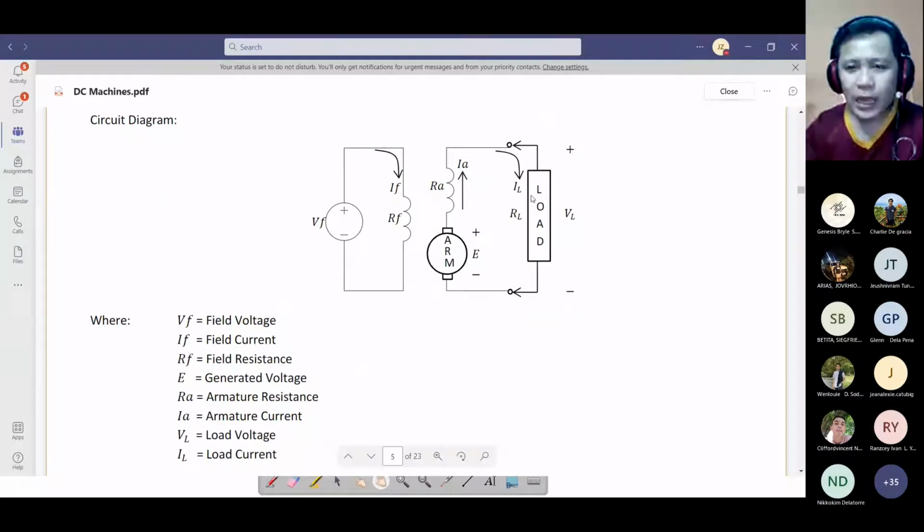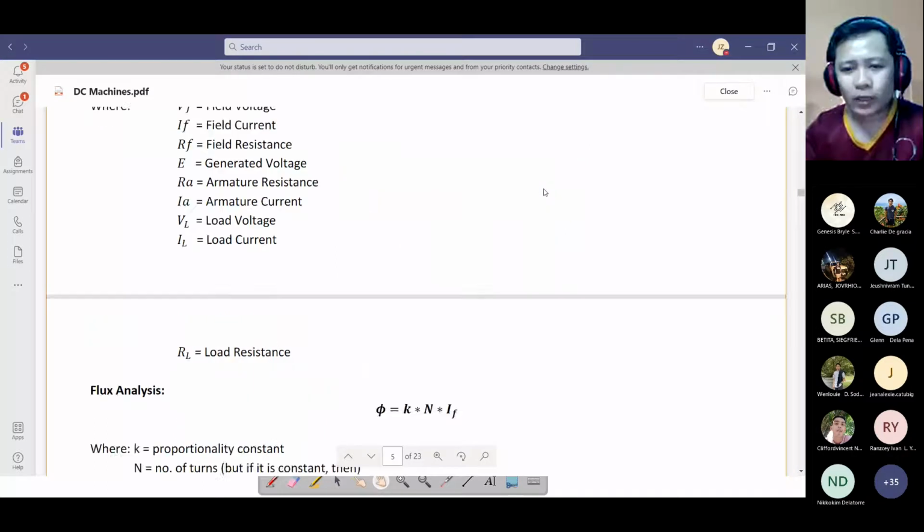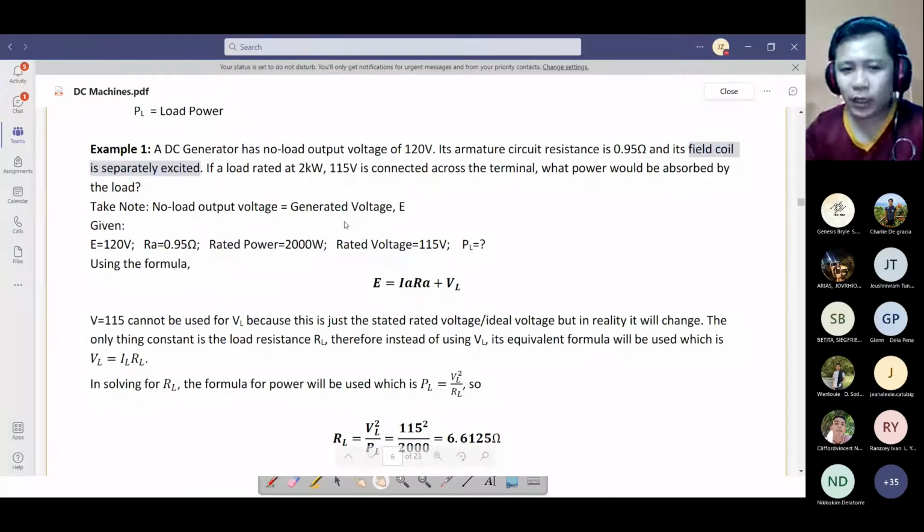Now, if a load rated at 2 kilowatts, 115 volts, meaning your load, this side here, has a rating of 2 kilowatts, 115 volts, is connected across the terminal.